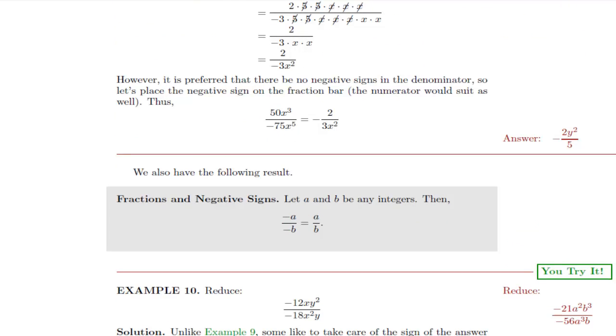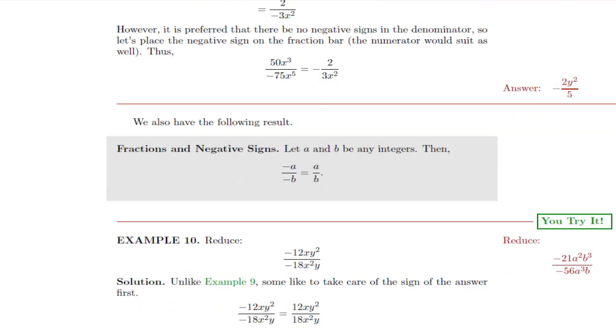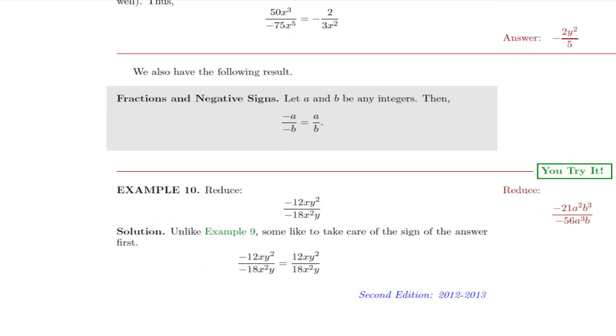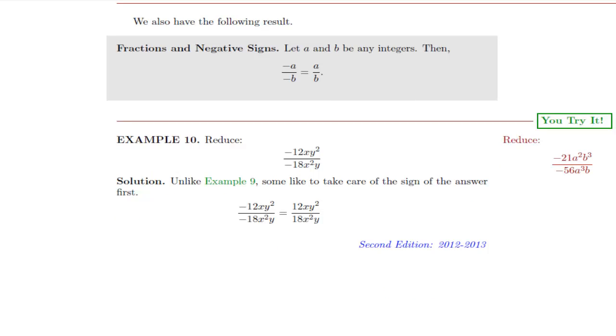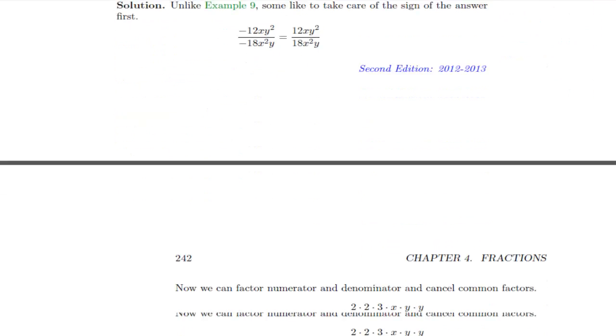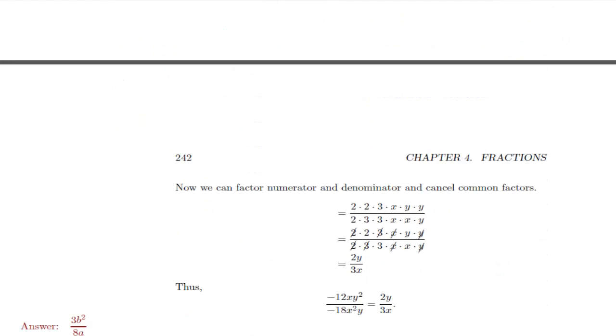We also have the following result. Fractions and negative signs. Let a and b be any integers. Then negative a over negative b equals a over b. Example 10. Reduce negative 12xy squared over negative 18x squared y. Solution. Unlike example 9, some like to take care of the sign of the answer first. So since there are two negative signs, we can change this fraction to a positive. Now we can factor numerator and denominator and cancel common factors.